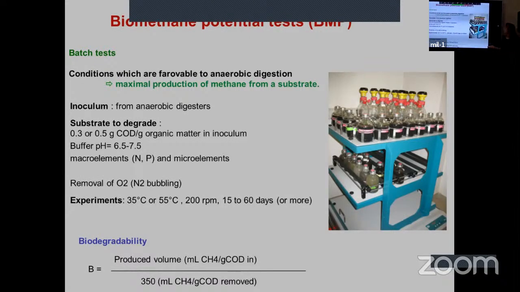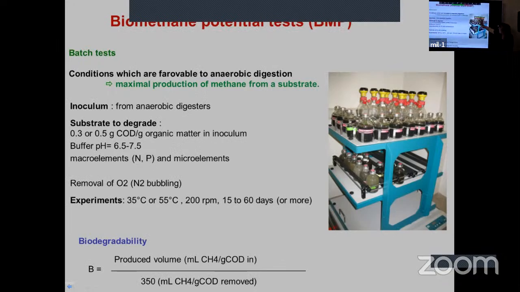For that, you take an inoculum from an anaerobic digester, and the substrate to degrade, with a classical ratio of around 0.5 gram of COD per gram of organic matter of inoculum. You put it in the best condition of pH, around 7, and you add some nitrogen and phosphorus, also microelements. After you add all that, usually we do it in 0.5 liter tanks, bottles.